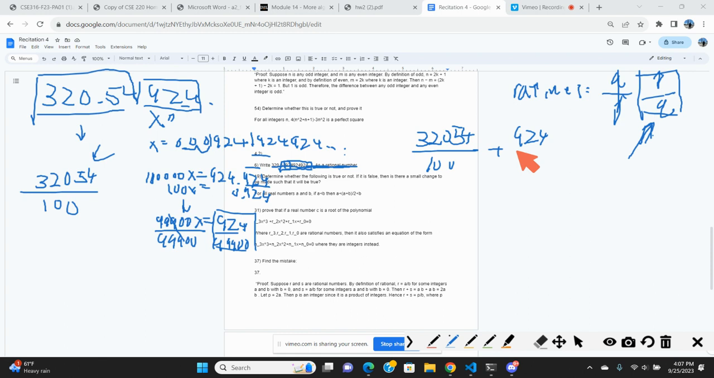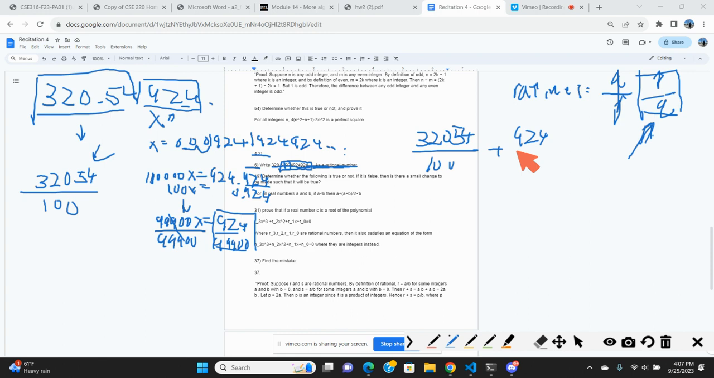Now for the final problem of recitation, problem number 37, we once again have to find a mistake in the proof. The proof that they give us is: suppose R and S are rational. By definition of rational, R is equal to A over B for some integers, and they're saying that S is also equal to A over B for some integers A and B. Then R plus S is equal to 2A over B, which, since the product of two integers is an integer, and B was already defined as an integer, is clearly rational.